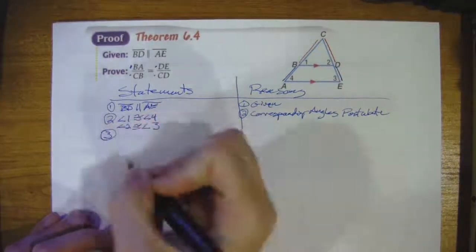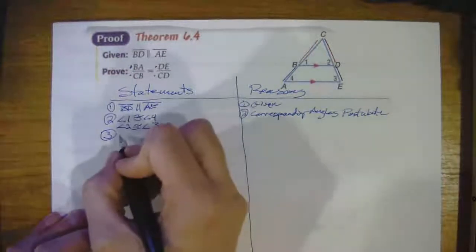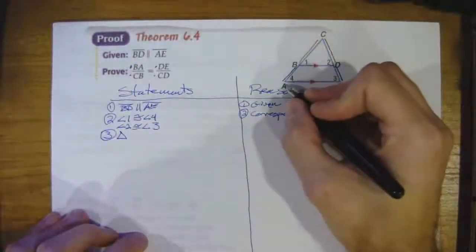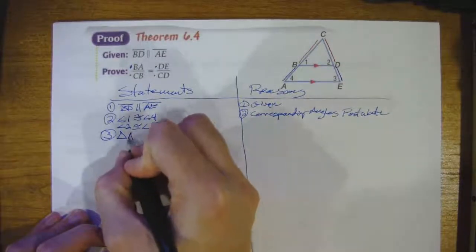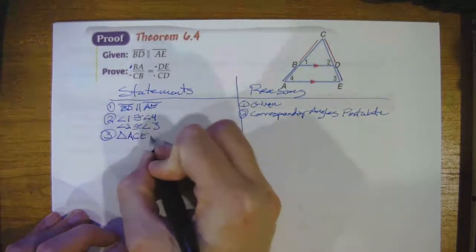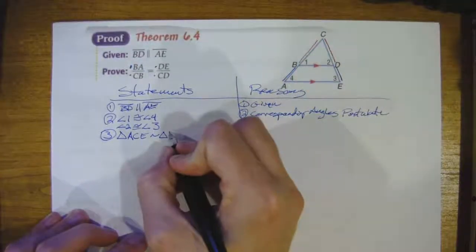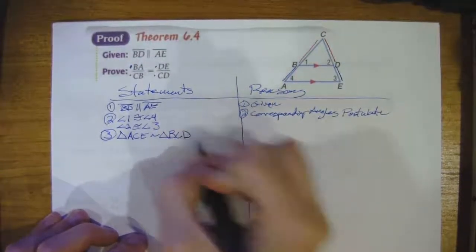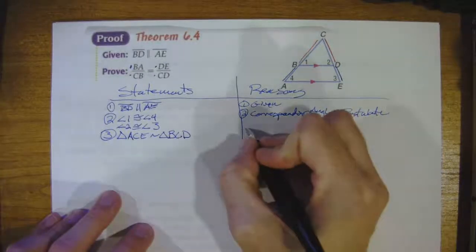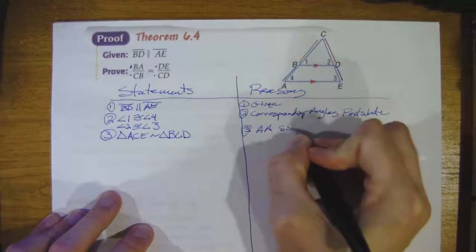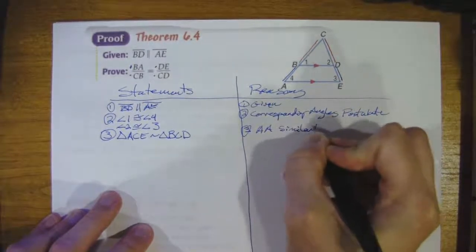So statement 3 is that we've got triangle, let's go with the larger one first, ACE, is similar to triangle BCD. Try and keep it alphabetical there. And our reasoning is quite simple. Our angle similarity.